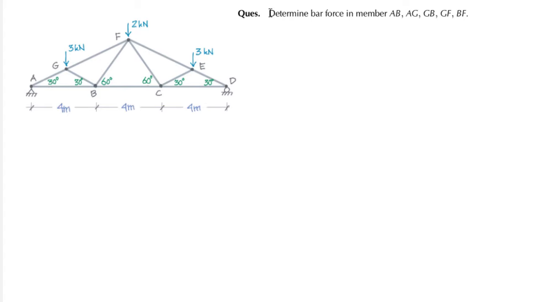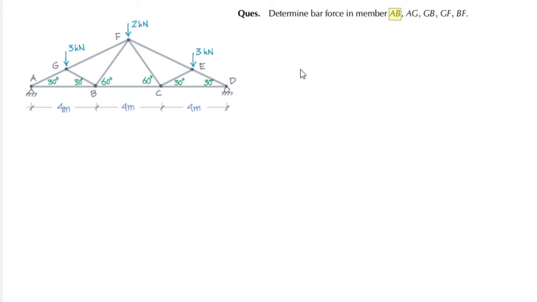Okay, and here look at the question. Determine the bar force in the members AB, AG, GB, GF and BF. Normally solving the truss means you have to find out the magnitude in each bar. But in the examination the teachers might ask you some specific members like AB, AG, GF. Then if I ask you to find the magnitude of AB and you have found out the magnitude of D, that won't be fair. Just look at the question first, see whether the teacher has asked any specific questions.